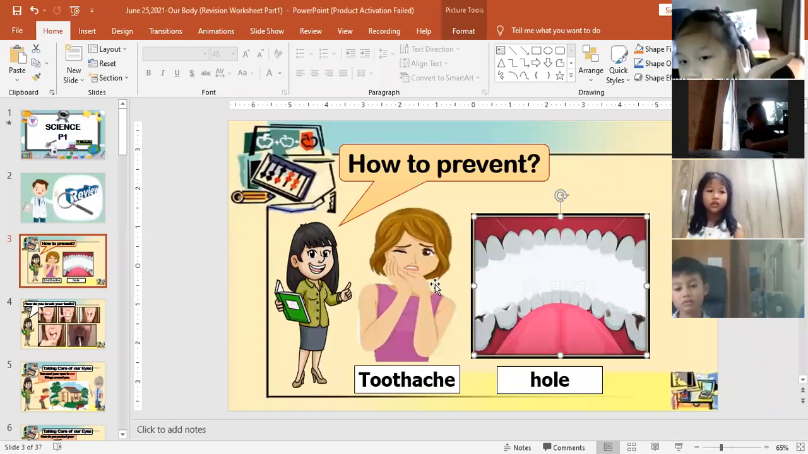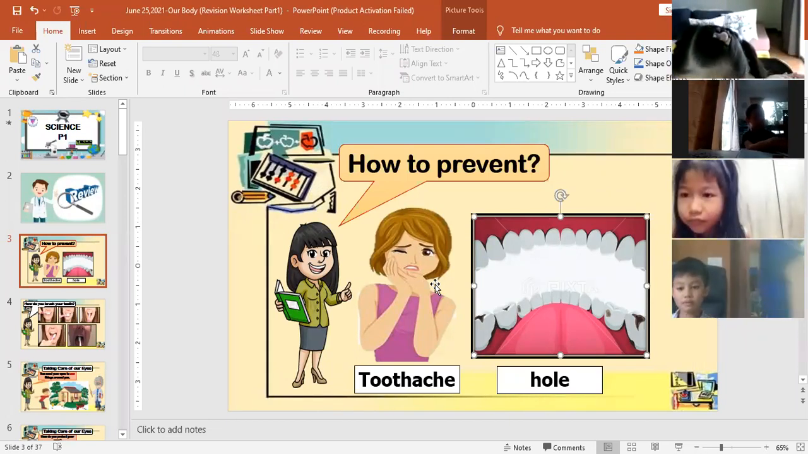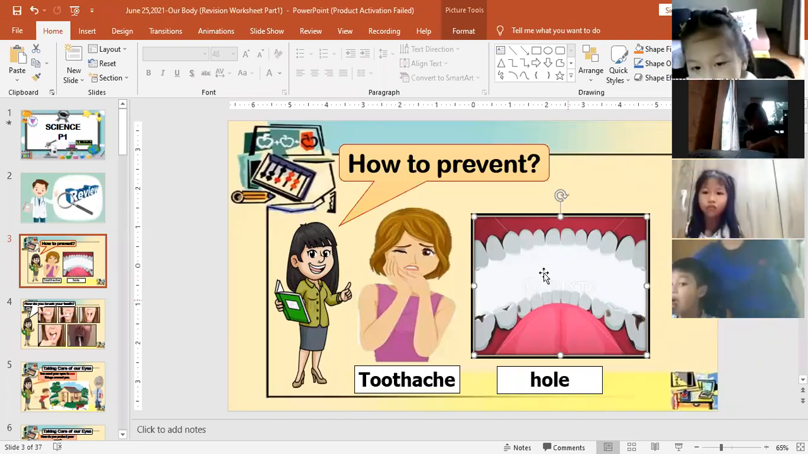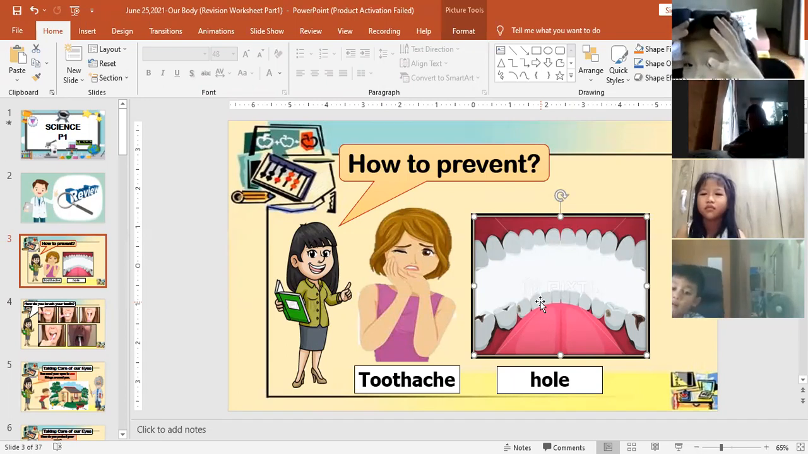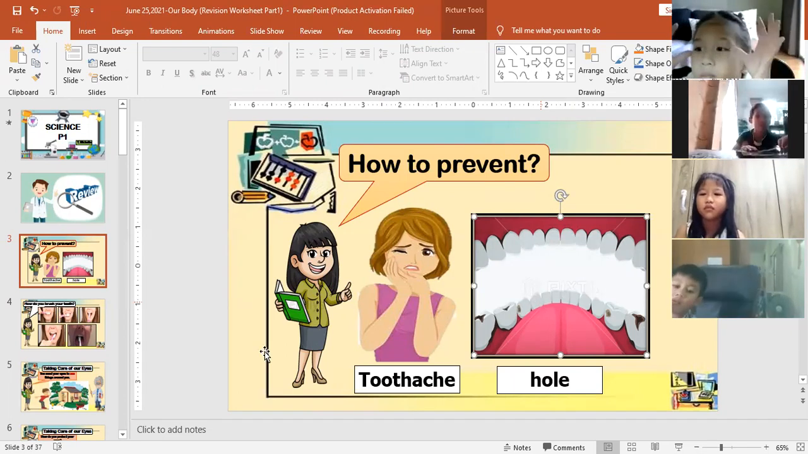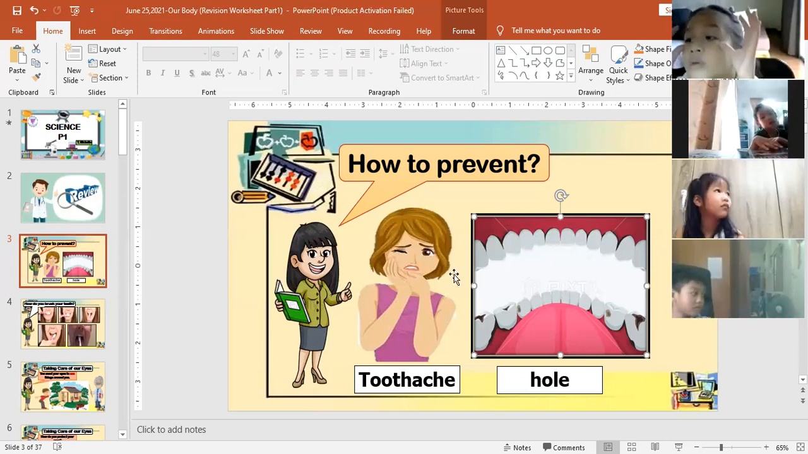Where is Pichayanan? Okay, for what is your teeth? Use your teeth for... Oh, what is that? Okay. You use your teeth for eating food.